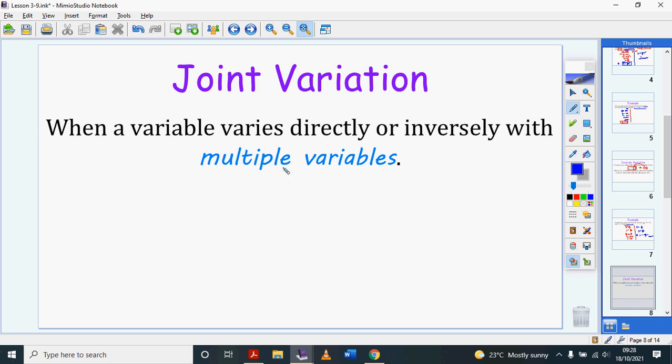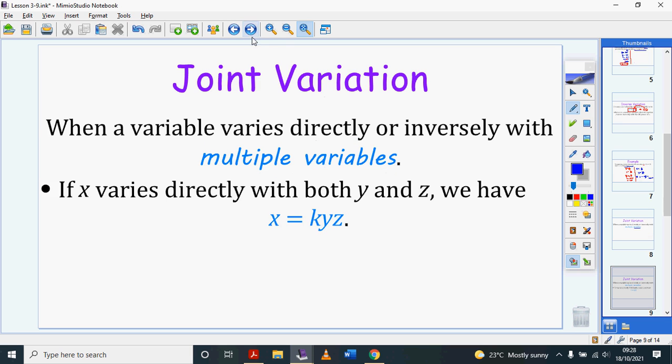The next idea is joint variation. That's when a variable varies directly or inversely with more than one variable, with multiple variables. So if x varies directly with both y and z, then you just have the same equation we had earlier, because earlier it was y is equal to kx, but here you just continue writing as many variables as it is varying directly with. If for example y is varying directly with x, y, z, a, b, c, you just write them as many as possible, multiplied, right? Product, not added.